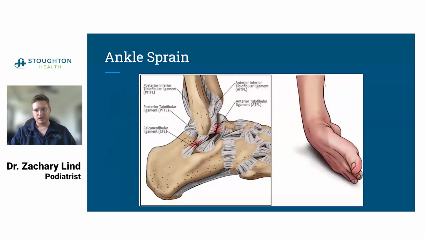And then here's the inversion ankle sprain and the position that your foot takes, and you can see how and why it would stress and tear these ligaments based on that position. We look here at the ATFL and the CFL, and then your PTFL, which again is typically not ruptured or torn.